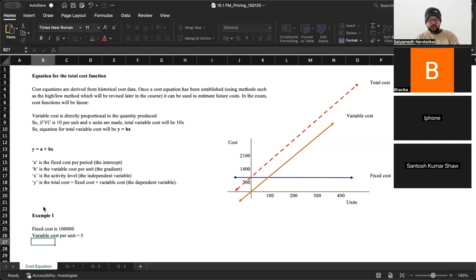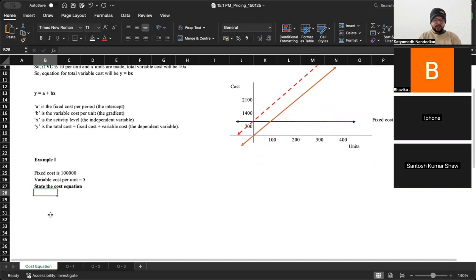Variable cost per unit is 5. And now state the cost equation. ठीक है.